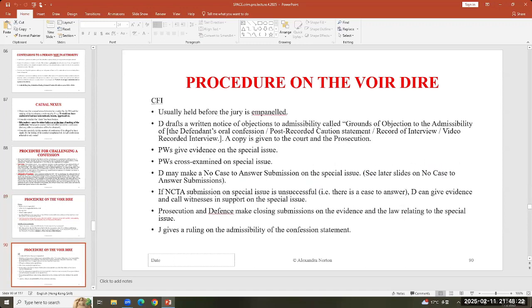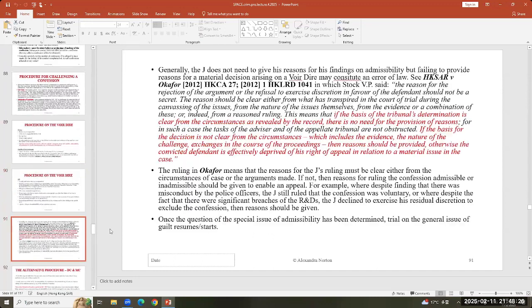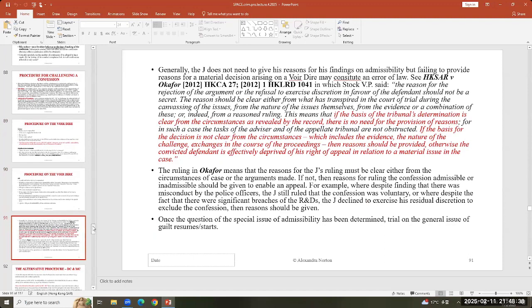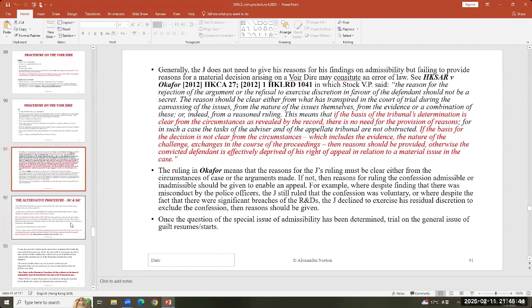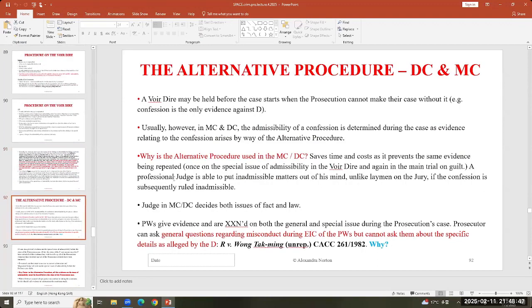So I summarized for you the procedure. I think you can read these slides through yourself. Generally, the judge doesn't give reasons for ruling the confession to be admissible or not. It's only if there have been a number of allegations about threats, inducement, etc., and he's nevertheless decided the confession is admissible, that generally he would explain why for appeal.